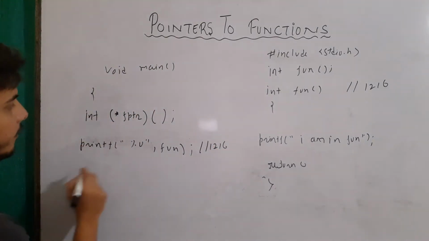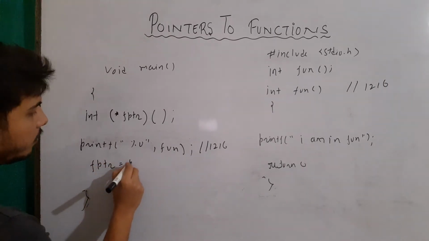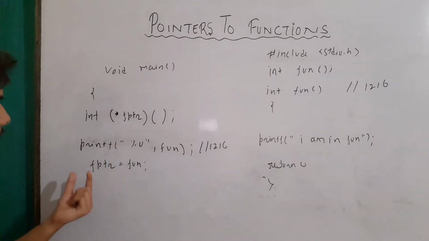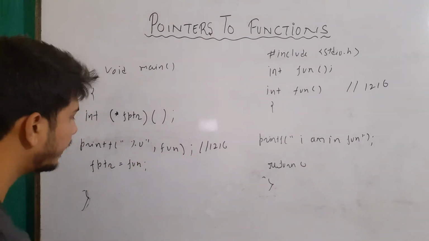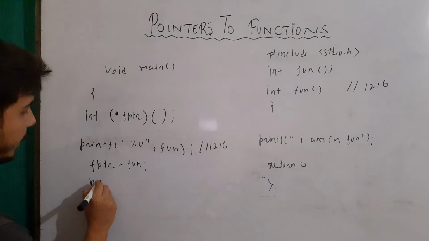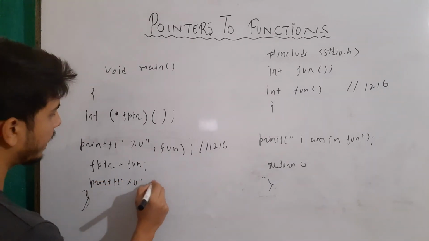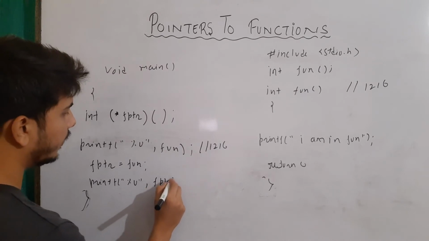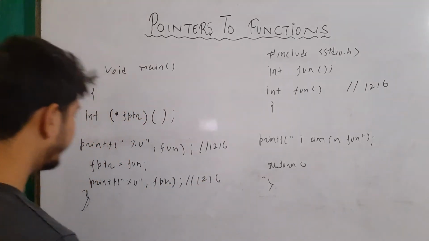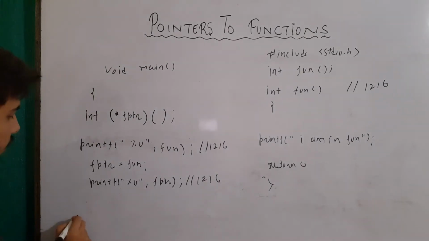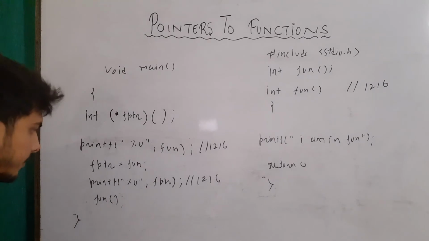Then after that, I'll write here fptr equals to fun. It means that now fptr is also pointing to the same address, right? So now if I write here printf and then %u, and I'll write here fptr, it will also give me output as 1216, right?